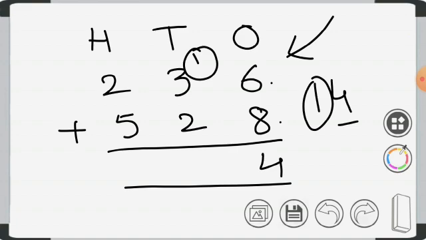Now we will add 3 plus 1, 4. 4 plus 2 is 6. Now we will add the digits in the hundreds place. 2 and 5. Yes, the answer will be 7.